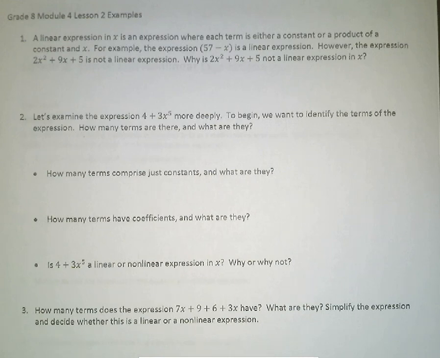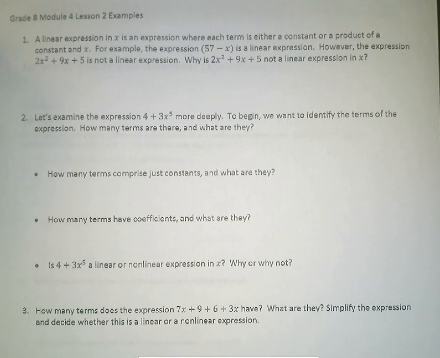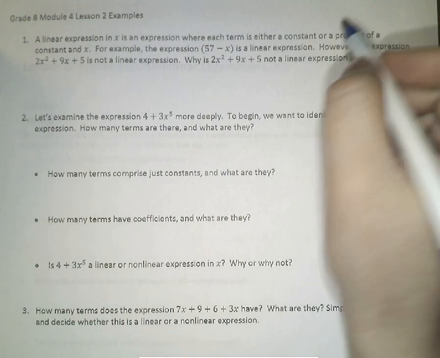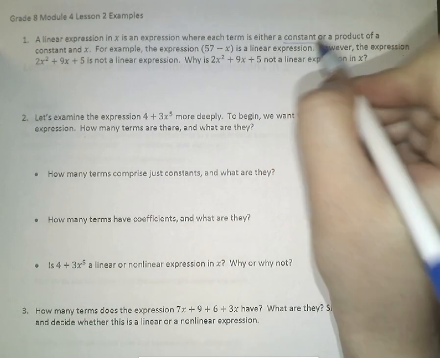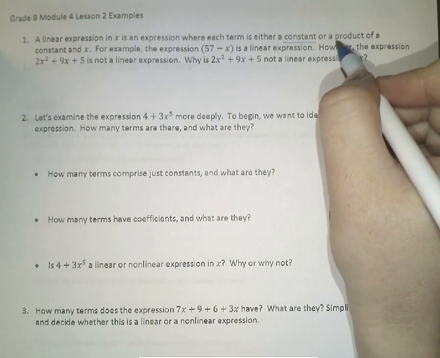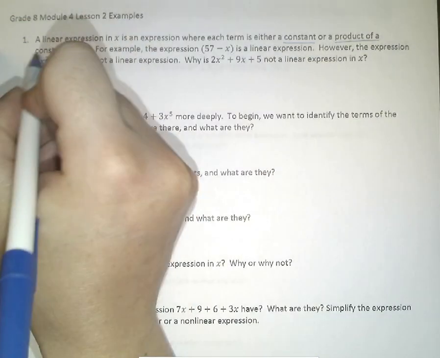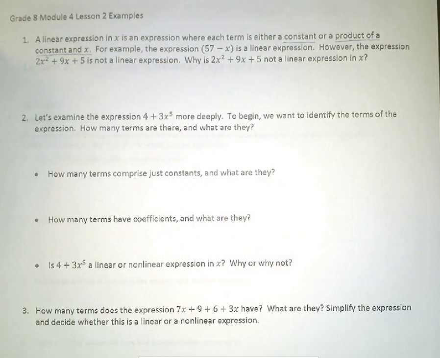Let's look at the definition of the linear expression one more time. A linear expression in x is an expression where each term is either a constant, so just a number, or a product of a constant and x. We don't have x multiplied by itself. X will not have an exponent on top of it. It can be an exponent of 1, x used by itself, but nothing else.